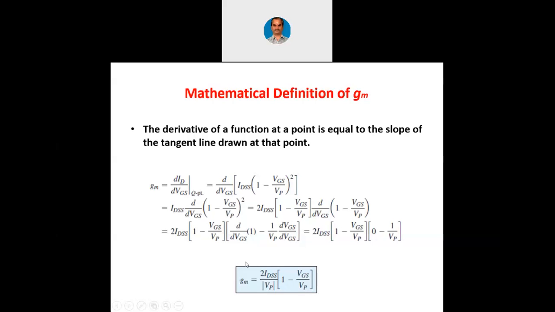Now, you will have to remember this expression. Just like you have remembered the Shockley's equation, for the small signal analysis, you will have to remember this expression, which is a mathematical expression for the transconductance.